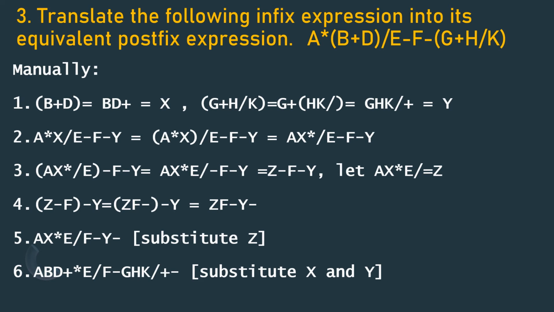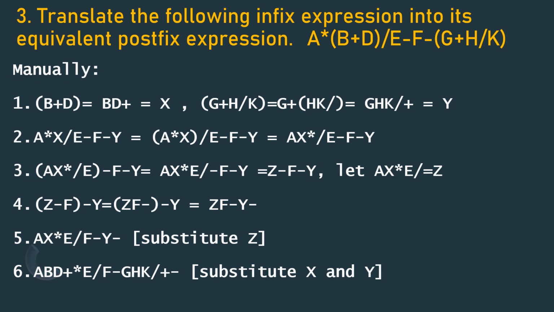Ax into division e minus f minus y. Let's say ax into division e becomes ax into e division in its postfix form, minus f minus y. Now let's give ax into e division an alias name, z. So the expression becomes z minus f minus y. First we will do z minus f. Z minus f becomes zf minus. Now zf minus minus y will become zf minus y minus.